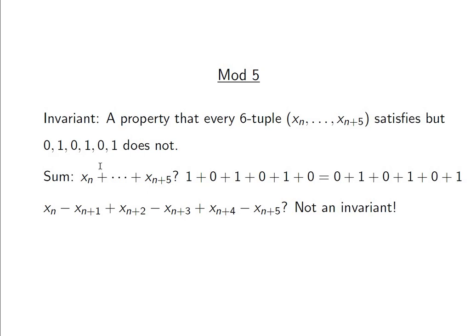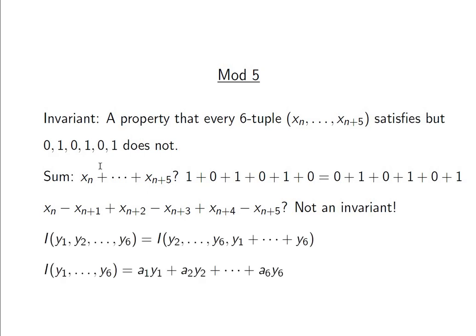So then I thought, okay, I can't just keep writing down these different sums and hope to find some invariant. Then I decided that maybe I can systematically either find an invariant of this form or rule out any invariant of that form. So what I decided to do was to try an invariant of a linear form. In order for I to be an invariant, we need I of y1 through y6 to be the same as I of y2 through y6, comma y1 plus y6, because this condition tells us this is an invariant. In other words, applying this property to the first six terms is the same as applying this property to the second six terms, and so on.